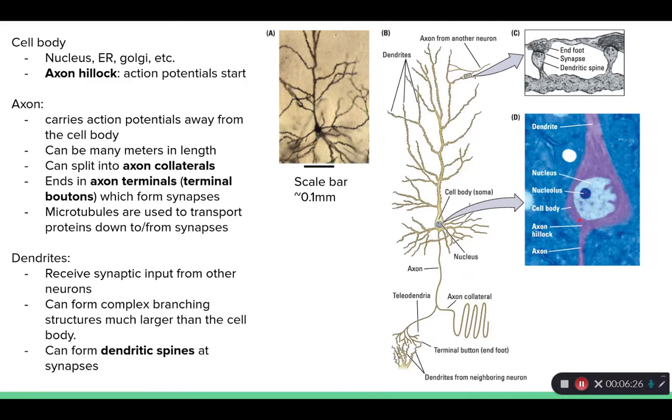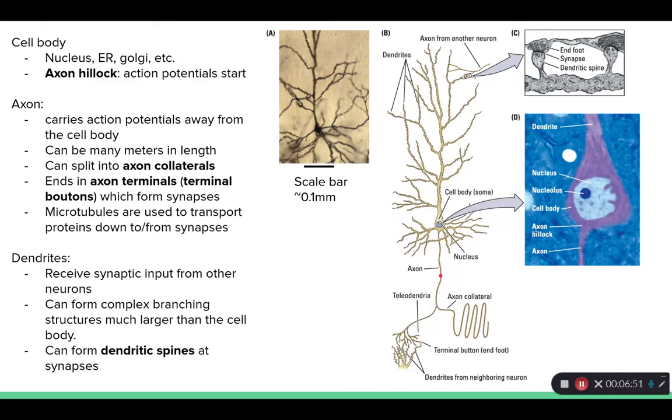This is a very important part of a neuron because this is the area that is primarily responsible for generating the action potential. We're going to talk about action potentials in the next lecture, but action potentials are essentially the signals that neurons send from one to another. Action potentials are generated in the axon hillock and they travel down the axon to the axon terminals.